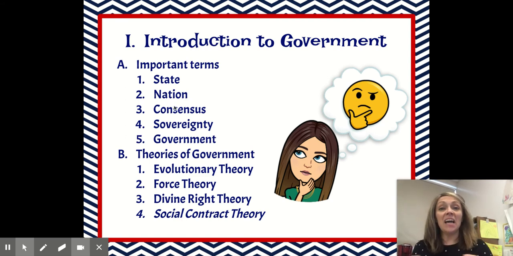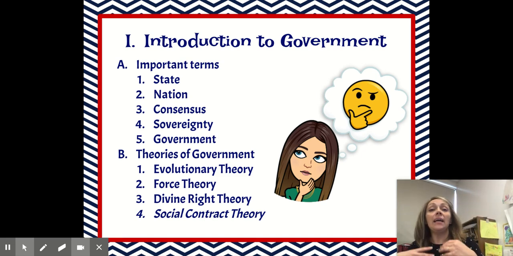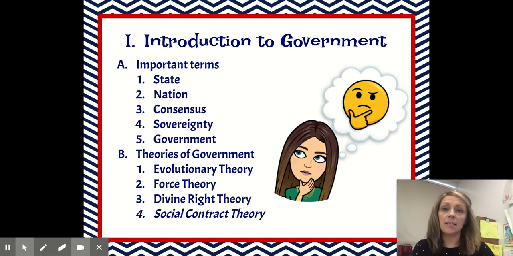This next term is a consensus. Now, it's not a census, which is a population count. We'll talk about that in a couple of units. But a consensus is an agreement among most people. So the consensus is, in the United States, that our system of government works, okay? If we did not have a consensus, then our government would not be legitimate and it wouldn't be able to do its thing, okay?